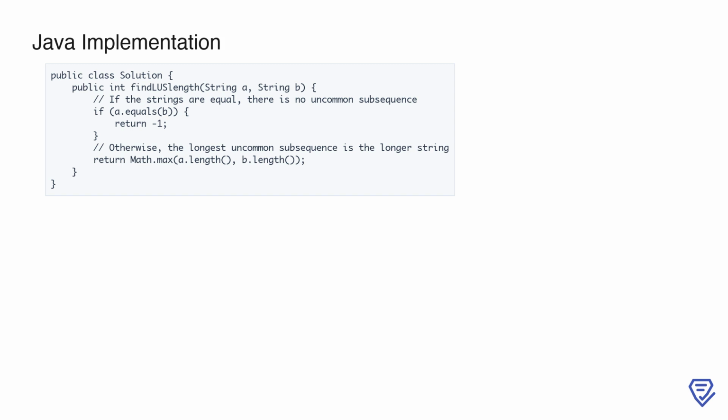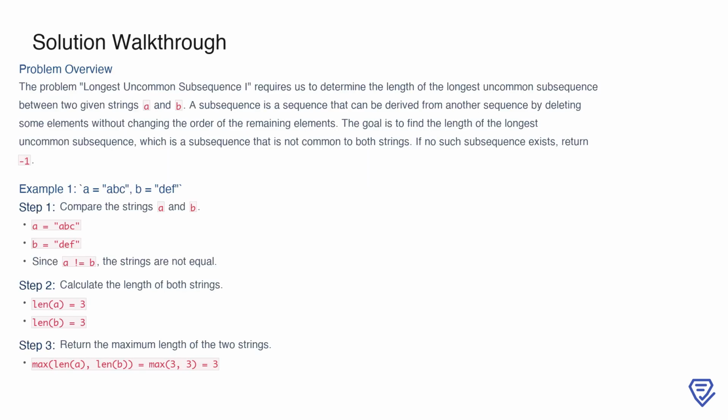Key differences include Java's use of type declarations and methods like equals for string comparison and Math.max for determining the larger value. In this problem, we are tasked with finding the length of the longest uncommon subsequence between two strings, A and B. A subsequence is essentially a sequence derived by removing some characters from the original string while retaining the order of the remaining characters. The uncommon subsequence is one that is present in one string but not in the other. If no such sequence exists, we return -1.